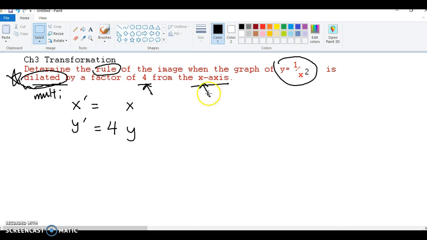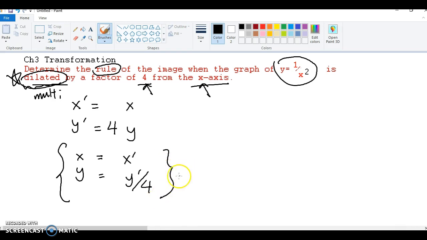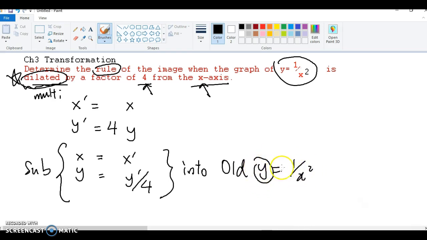Now the next step is, I want you to make x and y the subject. That means I want you to write x is equal to x dash in this way, and then y is equal to y dash over 4. I move the 4 across, multiplication becomes division. And then I want you to substitute this x and y into the old equation. Y equals 1 over x squared will be changed. This y and this x have to be changed to x dash and y dash.